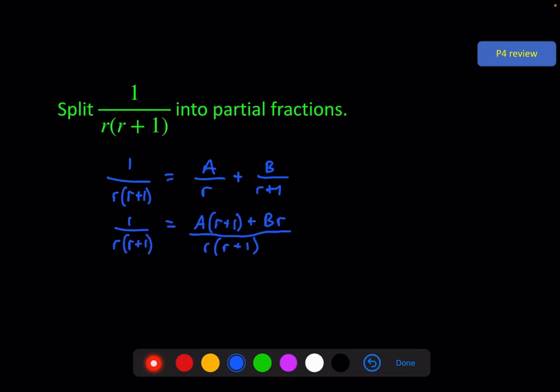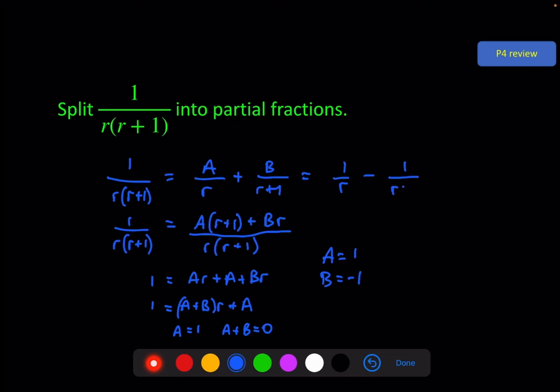Multiply everything by the denominator, gives us 1 = A(r + 1) + Br, and then we've got (A + B)r + A must equal 1. Now that means that the constant A must equal 1 and A plus B together must be 0, because here we've got r and here we do not. So from that I can say that A is equal to 1, A plus B equals 0, and of course putting these two together tells me my final answer for A and B. So this thing at the top is equal to 1 over r minus 1 over r plus 1.